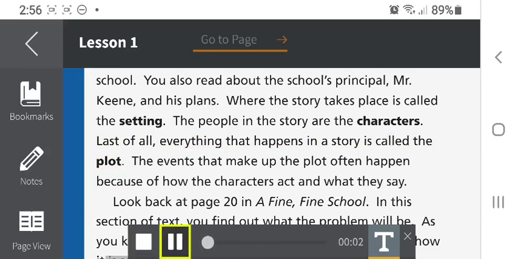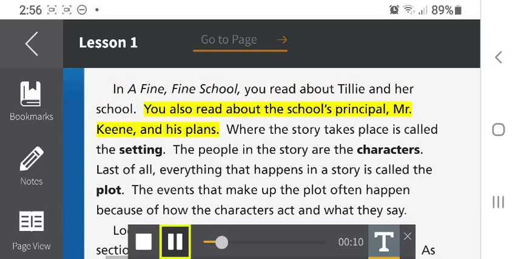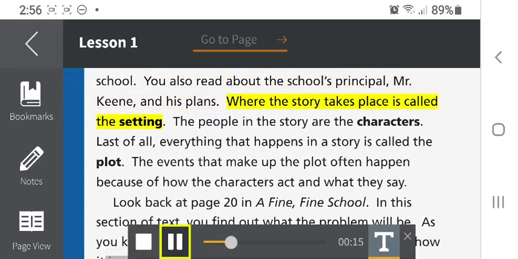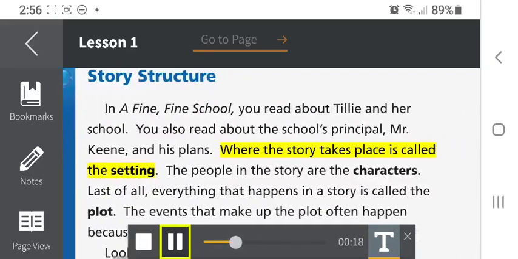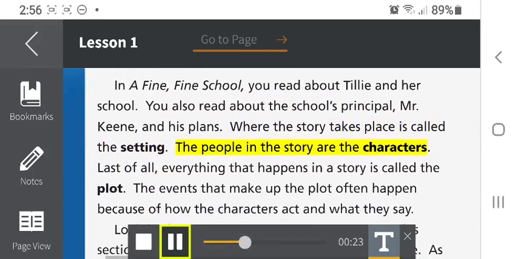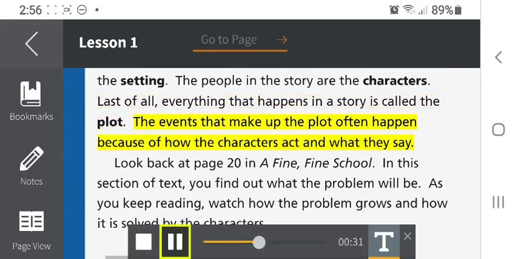Story structure. In A Fine, Fine School, you read about Tilly and her school. You also read about the school's principal, Mr. Keene, and his plans. Where the story takes place is called the setting. The people in the story are the characters. Last of all, everything that happens in a story is called the plot. The events that make up the plot often happen because of how the characters act and what they say.